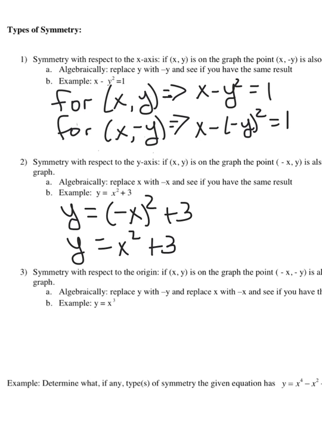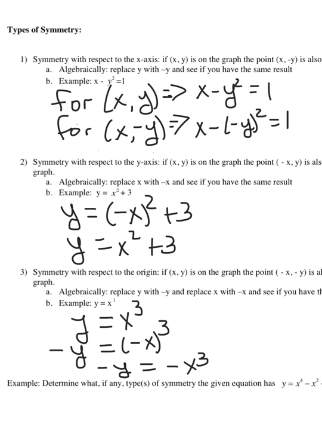And what we want to find out is, well, do we end up with the same equation? And the answer is yes. In this case, we have symmetry about the y-axis because we have the same value for x on both sides of the y-axis for that value for y. So in this case, the plus 3 doesn't really change the symmetry. It's still symmetric about the y-axis.